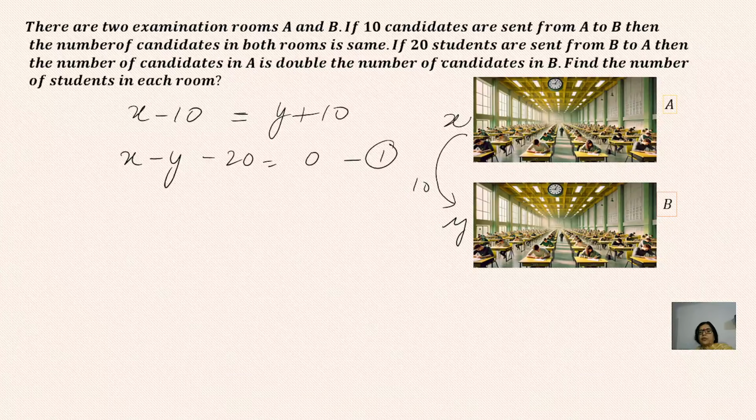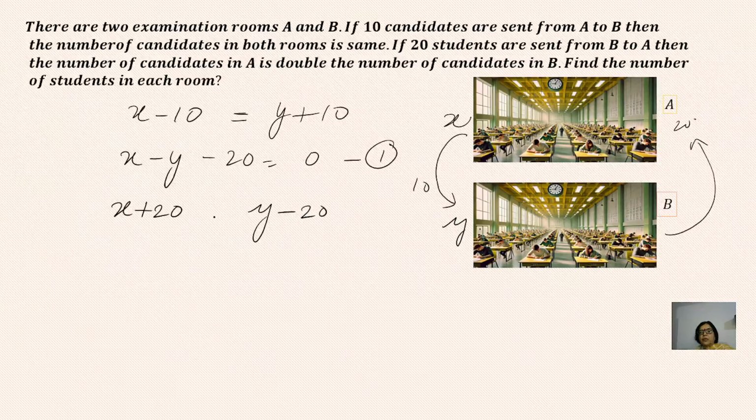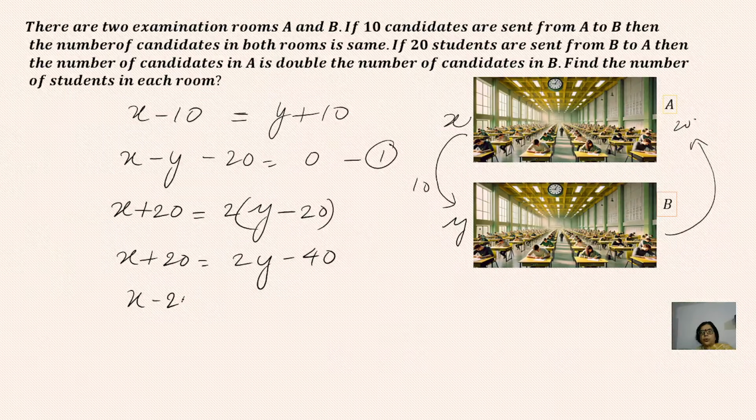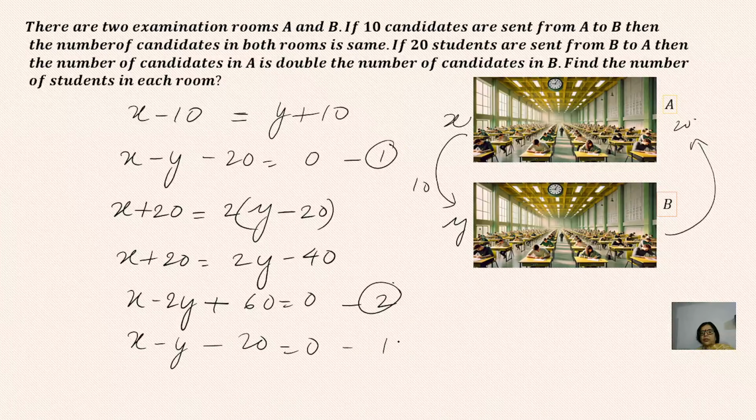The second part of the question says if 20 students are sent from B to A, the new strength of section A will be x plus 20 and the new strength of section B will be y minus 20. How do we relate them? A is double the number of candidates in B. So this becomes 2 into y minus 20. So x plus 20 is equal to 2y minus 40, which gives x minus 2y plus 60 is equal to 0. This becomes the second equation. Now bring down the first equation over here: x minus y minus 20 is equal to 0. This is the first equation.